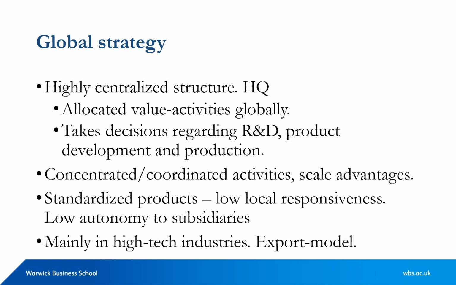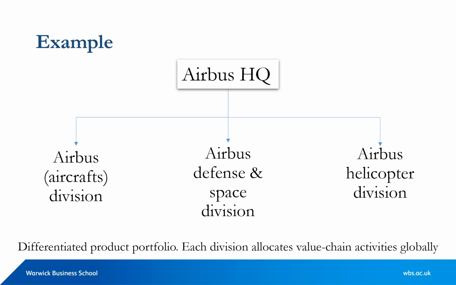Global strategic orientation is common in many high-tech industries that don't require local adaptation of the products. You will notice that in our given case this week, Philips versus Matsushita, the latter follows global strategy. Here we have taken the example of Airbus, which has three differentiated product divisions. Each division allocates value activities globally in line with site's country-specific advantages. Aircraft sold by Airbus to a French airline are not different from those sold to a Malaysian or an Ethiopian airline.